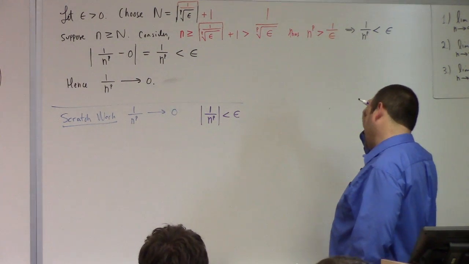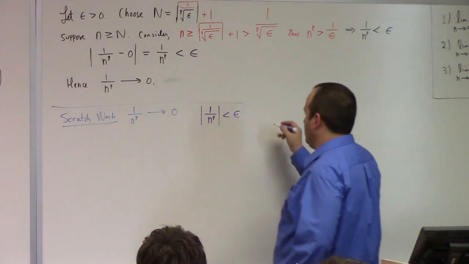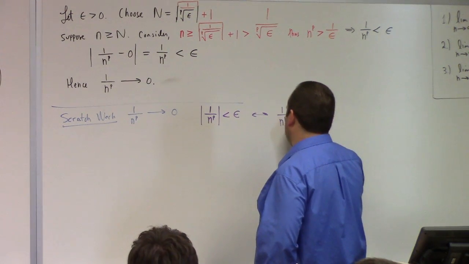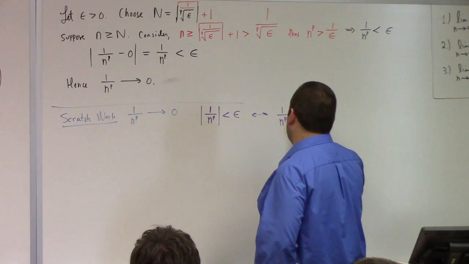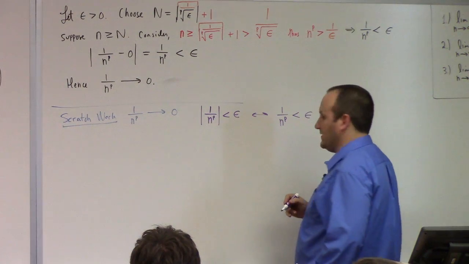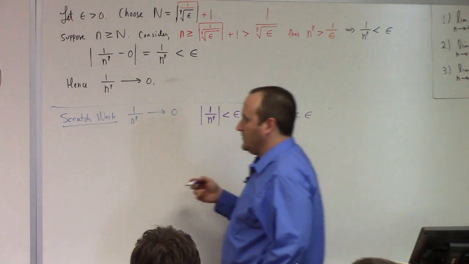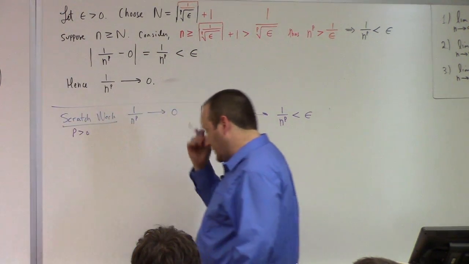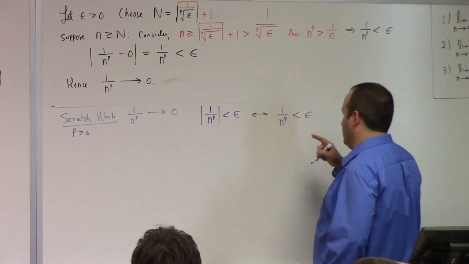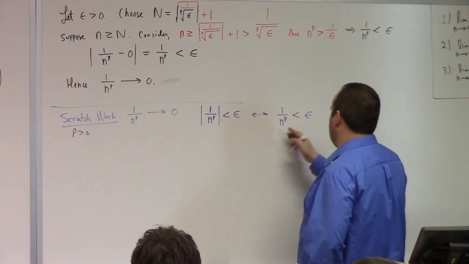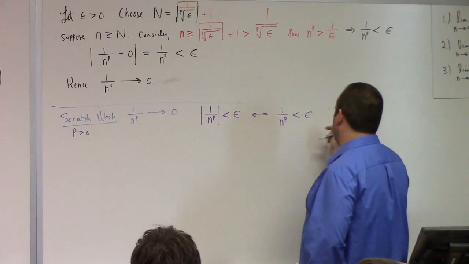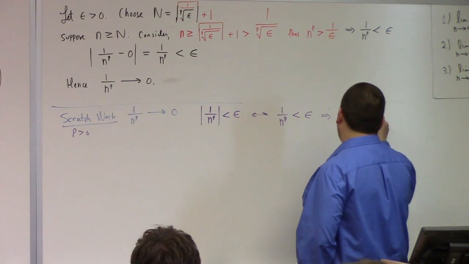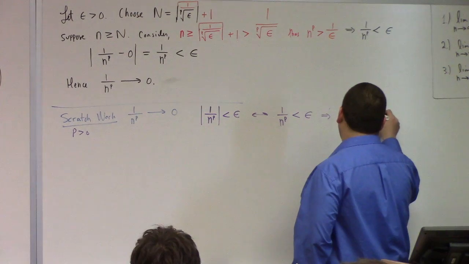And so, of course, I can trade that for 1 over n to the p to be less than epsilon, because epsilon is positive, right? And I'm assuming here, of course, p is greater than 0. All right. Now, so this, I go, oh, well, wait a minute. What I can do is I can take the pth root of both sides. This implies that, like, 1 over n is less than the pth root of epsilon.